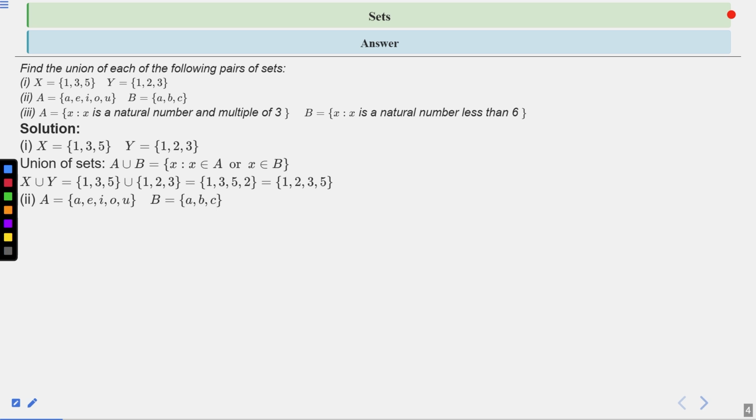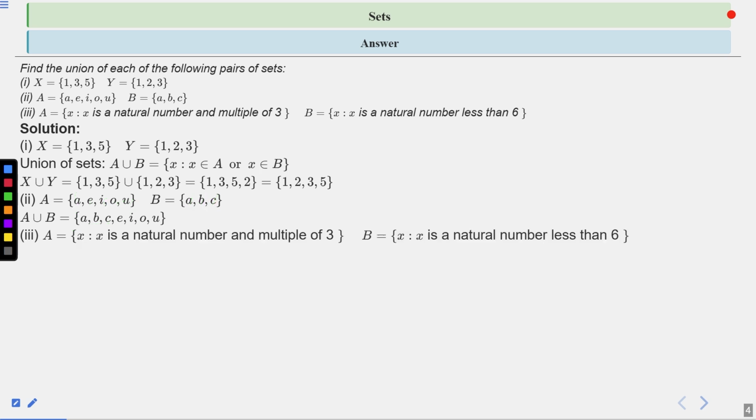Now for the second, we are given two sets A and B. Union is the collection of all the elements from set A or set B. So A, B, C, and A, E, I, O, U. My A union B set will be a set with 7 elements. Clear?